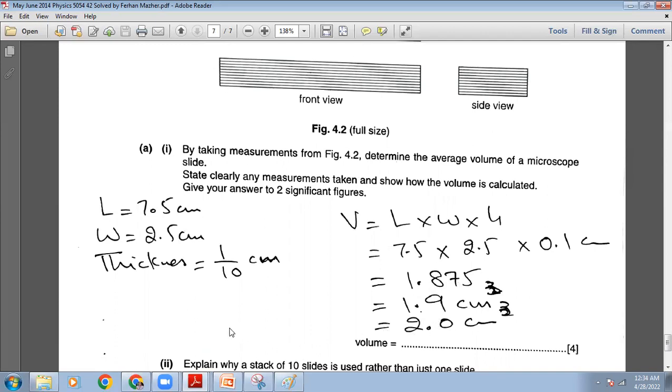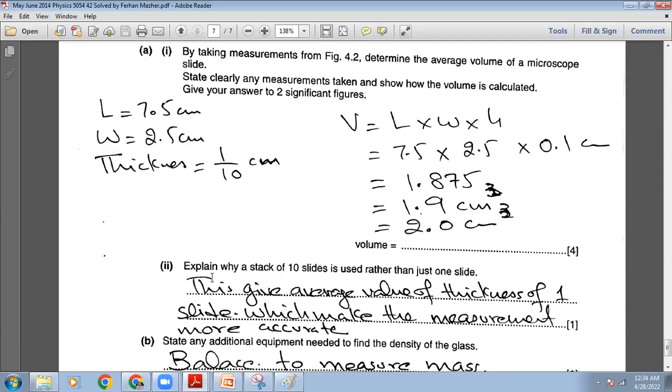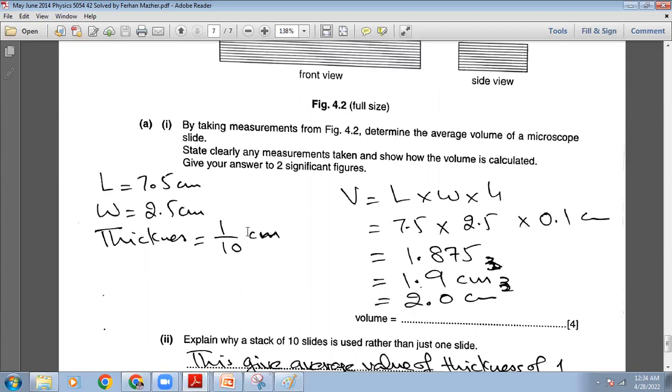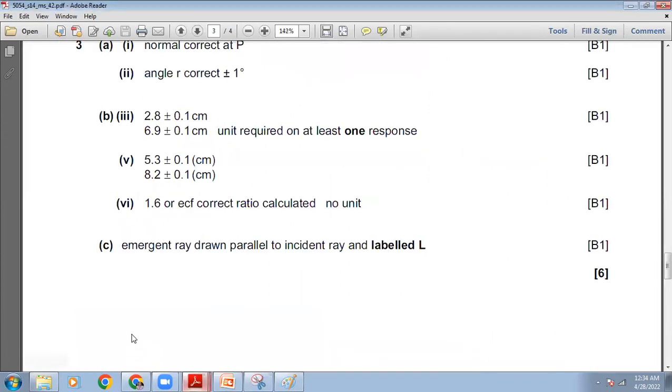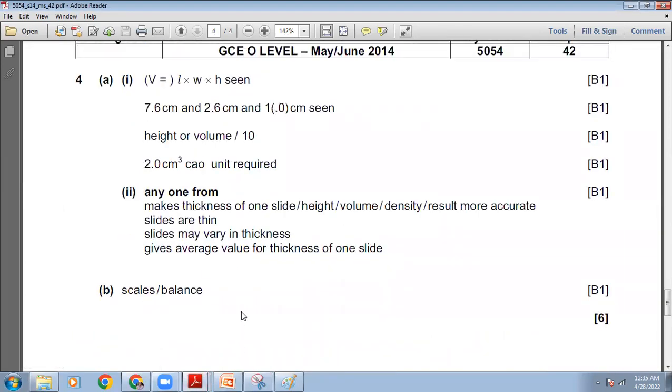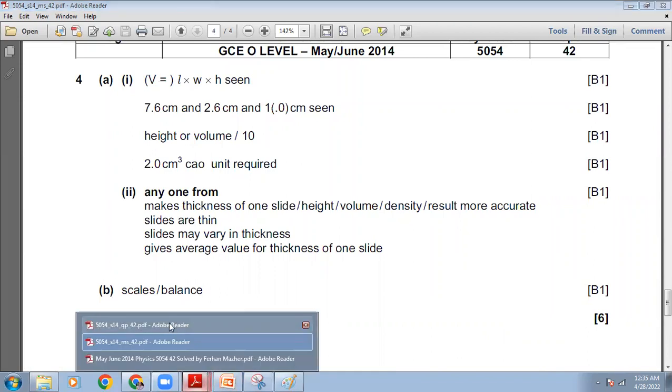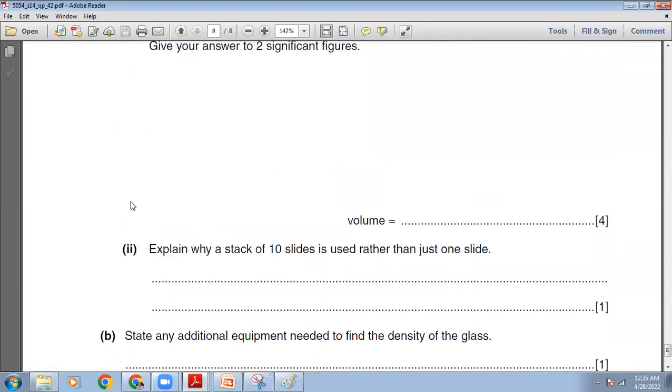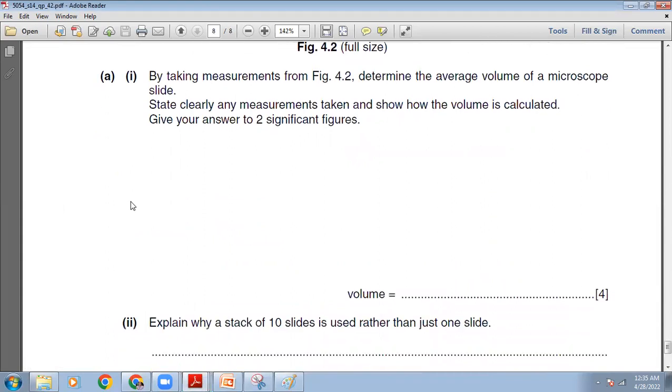So when you round it off to one significant figure, or you can say 2 significant figures, if I write 2.0, then it has 2 significant figures. So the final answer is 2.0. So our answer is right. By taking measurements from the figure, determine the average volume of a microscope slide. State clearly any measurements taken and show how the volume is calculated, giving your answer to 2 significant figures.